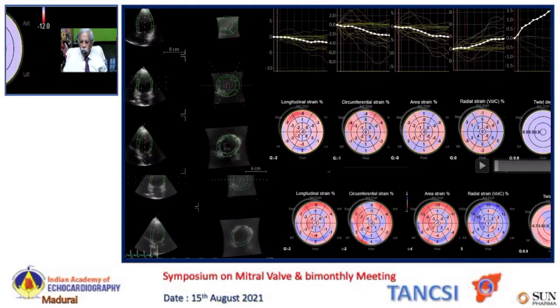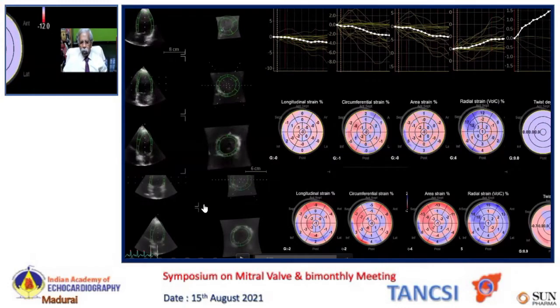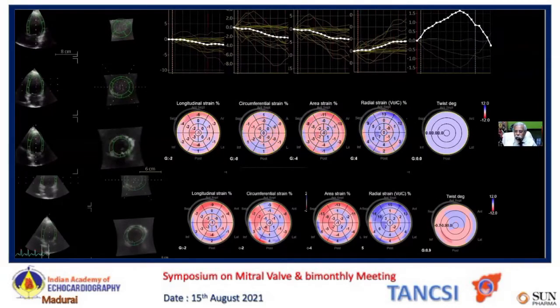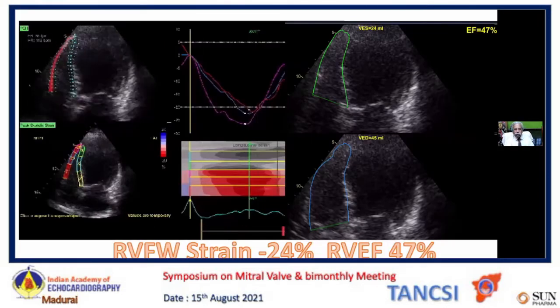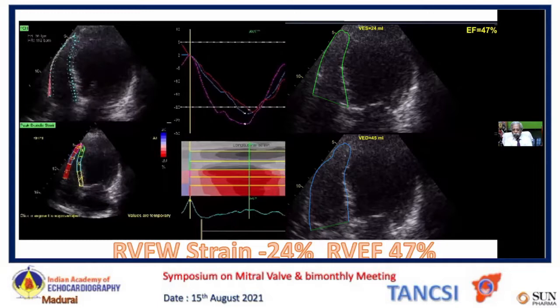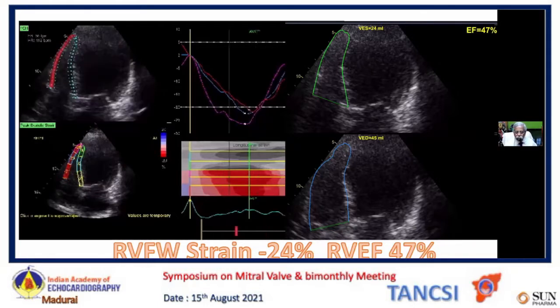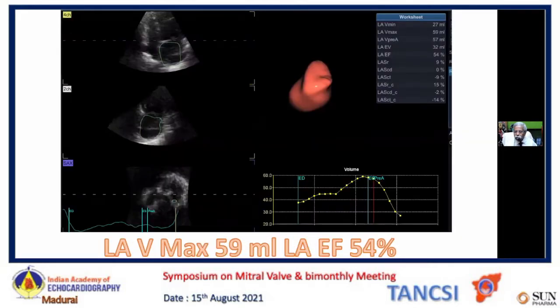So this is how the 3D strain is markedly reduced in this patient. In comparison to the left ventricular strain, right ventricular strain is -24. It is almost in the normal range, and the right ventricular ejection fraction is 47. Compared to the left ventricular strain, right ventricular strain is preserved.